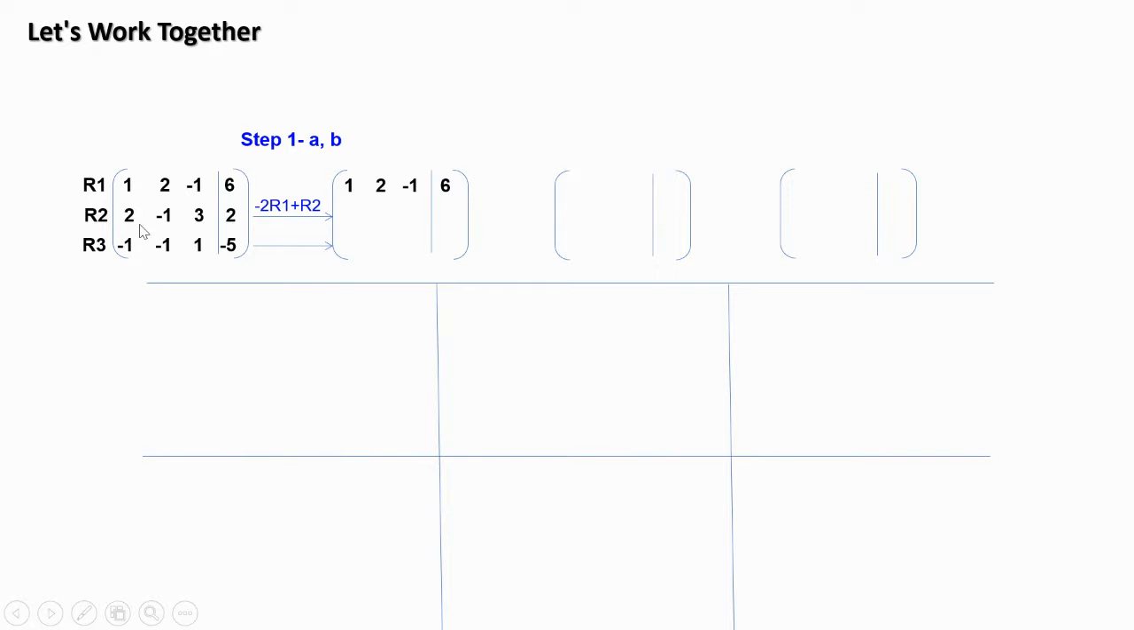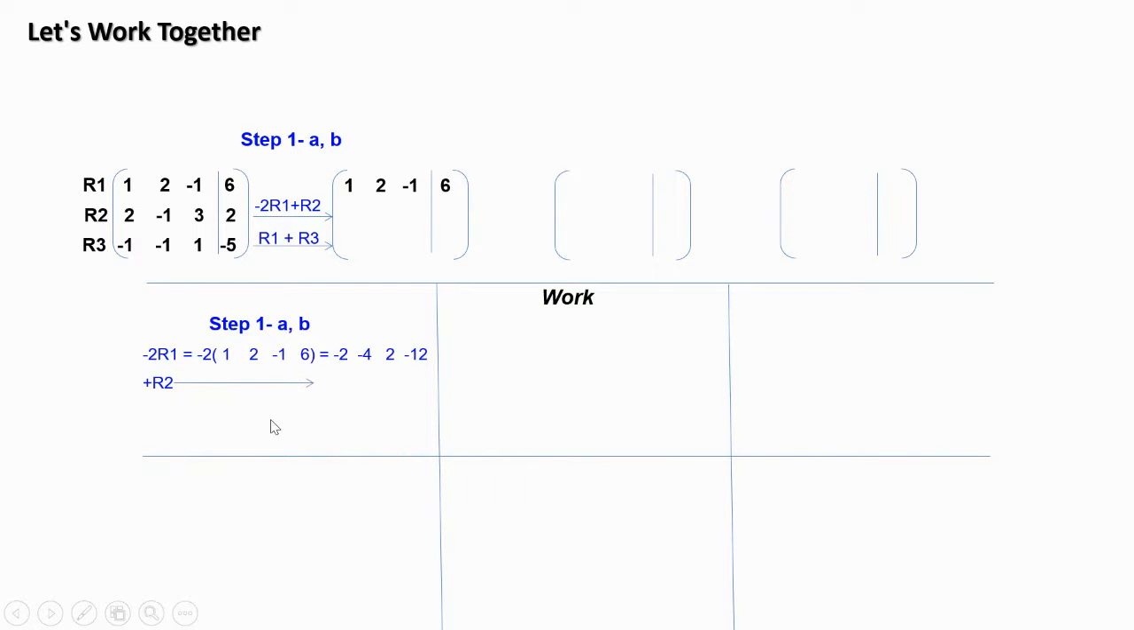Then I'm going to add row 1 plus row 3, right? Because 1 plus -1 will give me a 0. Here's my work, right? For the first step, -2 row 1 plus row 2. So -2 times row 1 is -2, right, times row 1. Row 1 is 1, 2, -1, 6. It's going to give us -2, -4, 2, and -12.